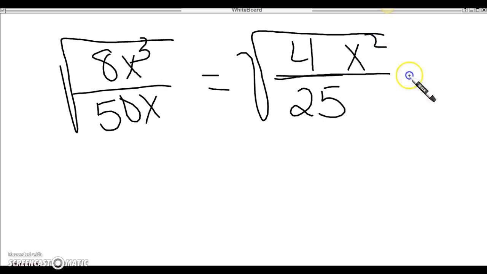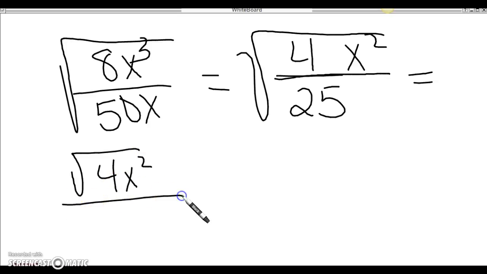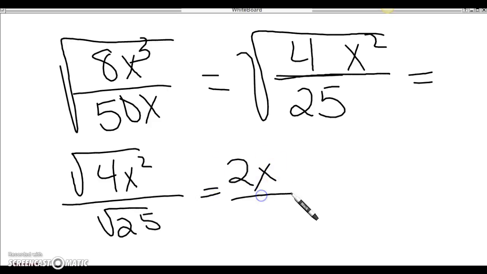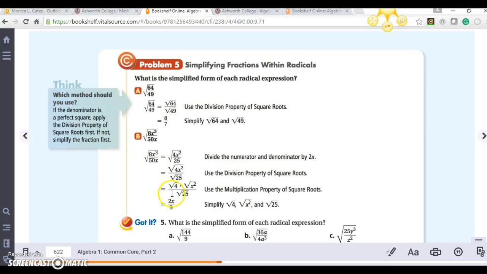So now I have perfect squares. So now I have the square root of 4x squared over the square root of 25. The square root of 4x squared is 2x, and the square root of 25 is 5. Okay? Let's look at the next one.